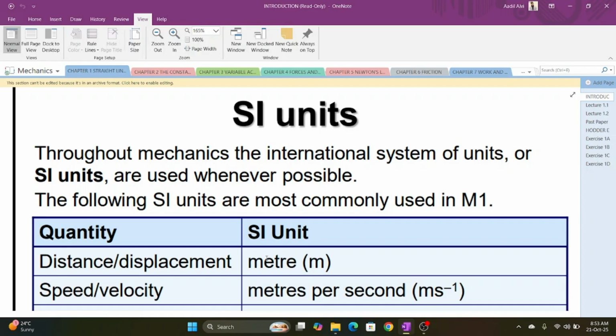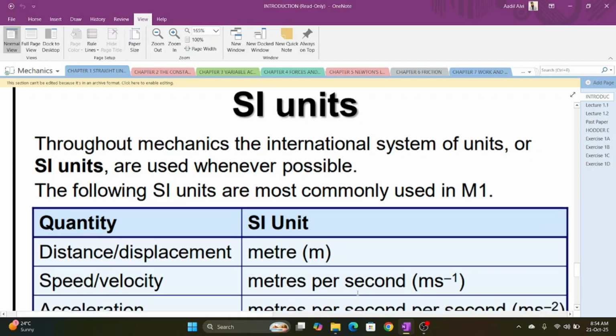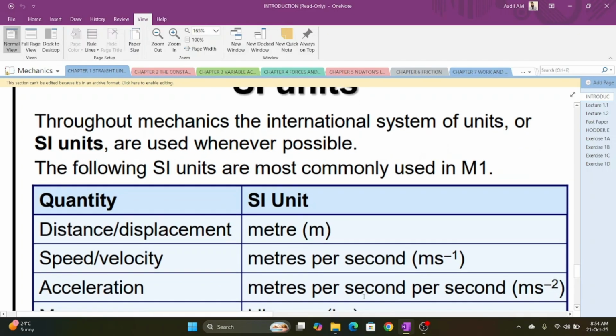From your O level mathematics or IGCSE mathematics, you should know what the conversion factors are. So if a distance has been given to you in millimeters and you need to convert it back into centimeters, you should know how to convert that. Similarly, if you have velocity given in meters per second, but the question asks you to give your answer in kilometers per hour, you should be able to convert them as well. Then acceleration, that is meters per second squared or meters per second per second.